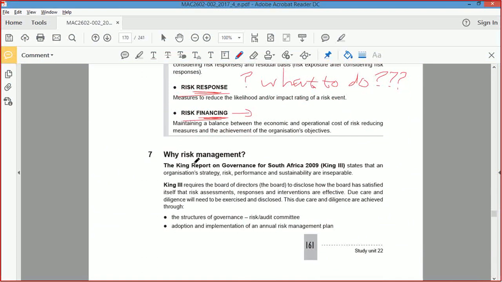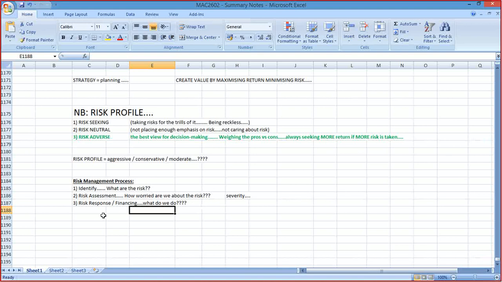Right, then they talk about why risk management. Then they look at King 3. Okay, you've probably covered King 3 in auditing. What is King 3 looking at? Corporate governance, right? So why is that important from a risk management point of view?